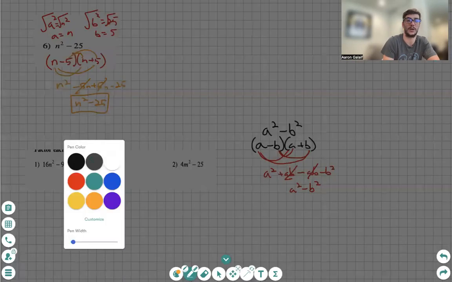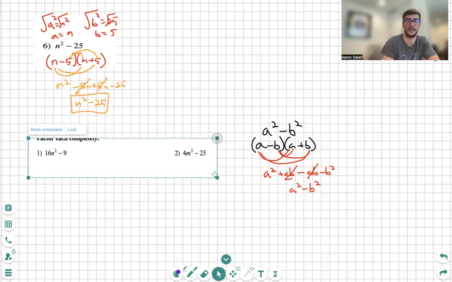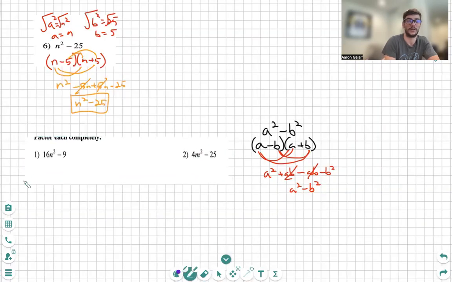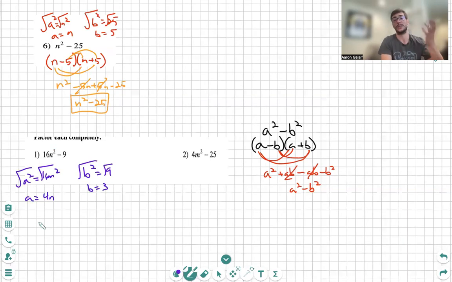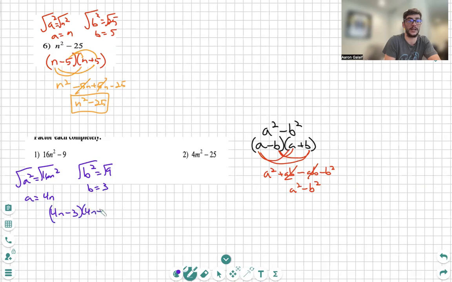Let's go to number 1 and 2 below here. A little more challenging ones. First, we notice a squared is 16n squared. b squared is 9. b will be easiest to find. b is just 3. And we're looking for a, or square root it. a is going to be 4n. 4 times 4 is 16. n times n is n squared. So that's it. We rewrite it 4n minus 3, 4n plus 3. And we have done that perfectly.